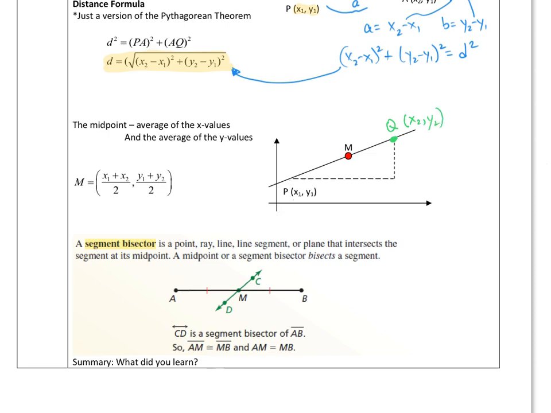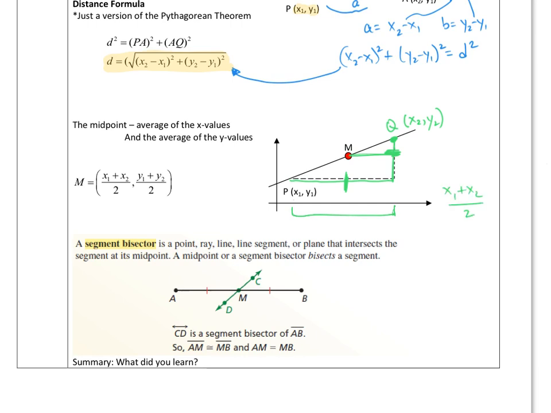Well, I need half this x length, half this y length. That doesn't look like half, but it is. And in order for me to get where this half is, and this half right here, I would have to find the average of that full x1 to x2. So I'm going to say x1 plus x2 divided by 2.